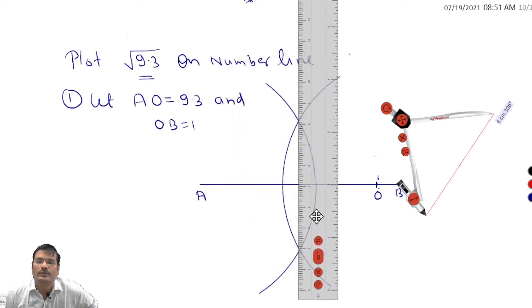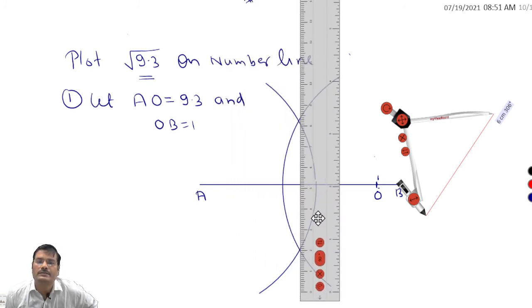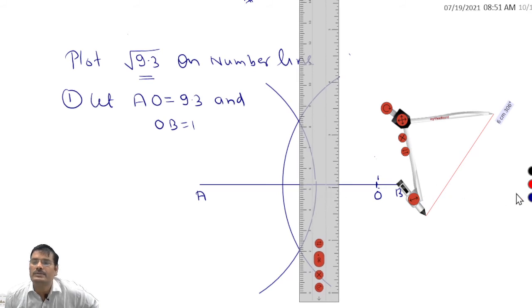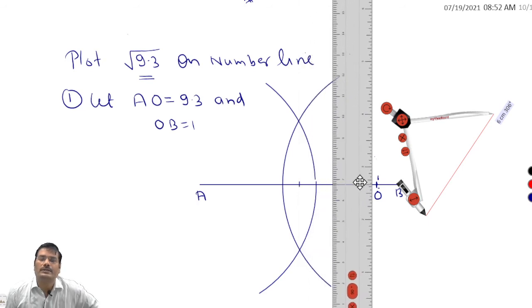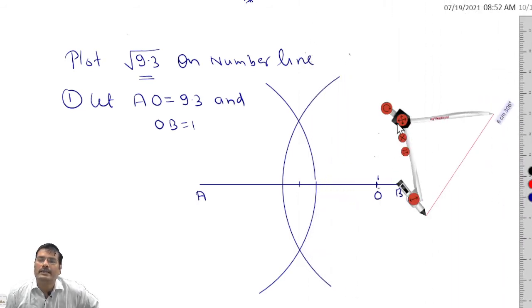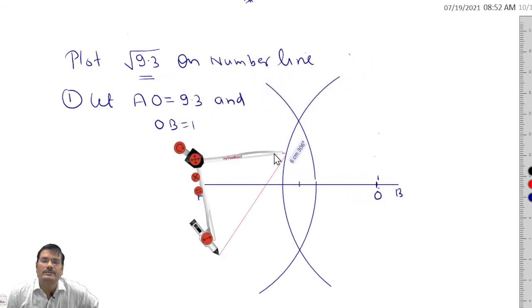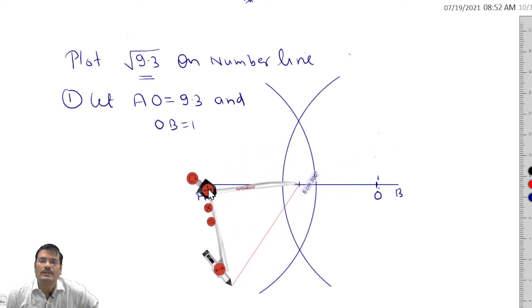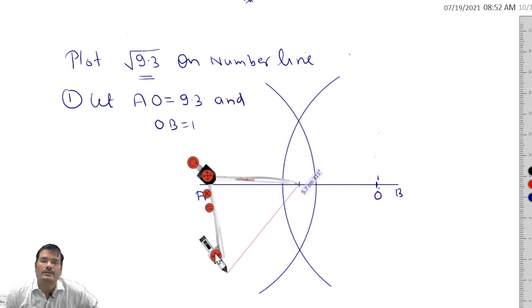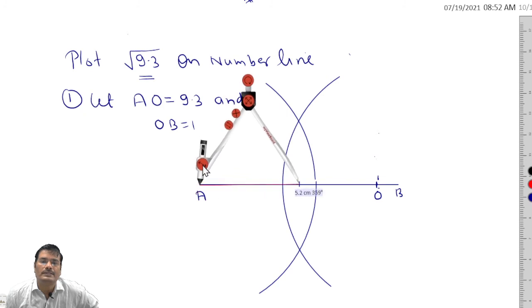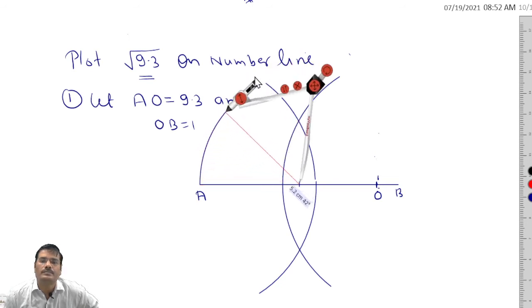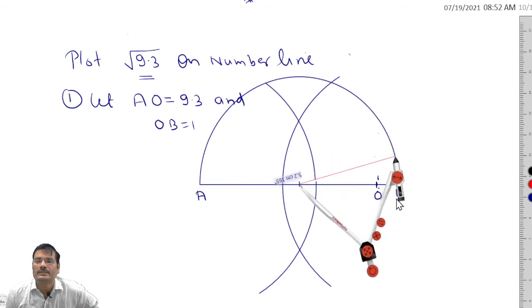Now, to get the midpoint of this one, suppose that this is the midpoint. Again we take this as the origin. Fill this distance and draw the semicircle. This is a semicircle.